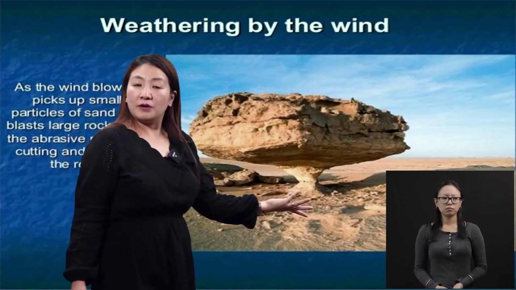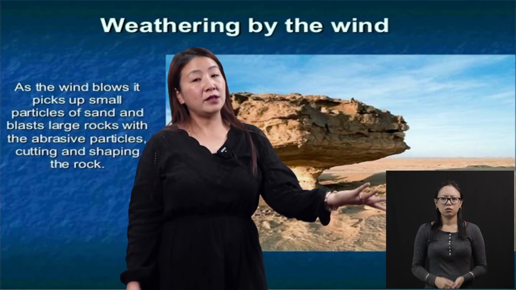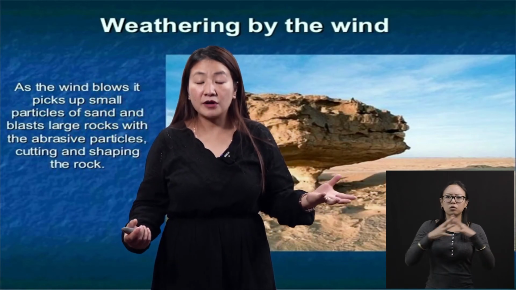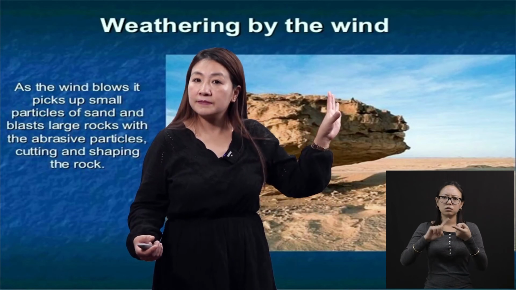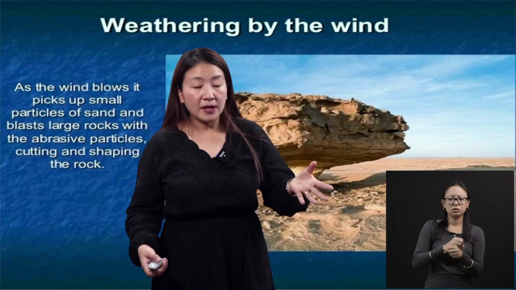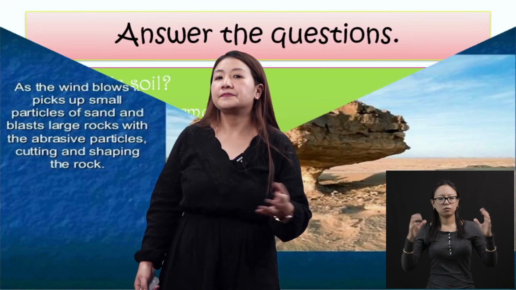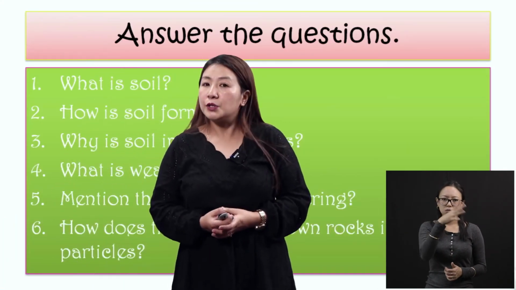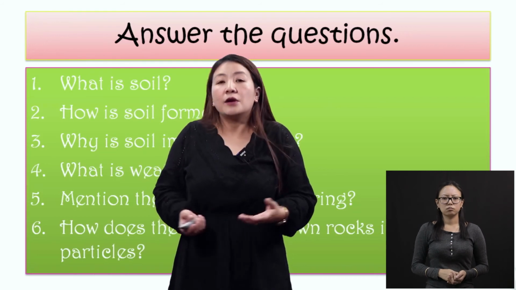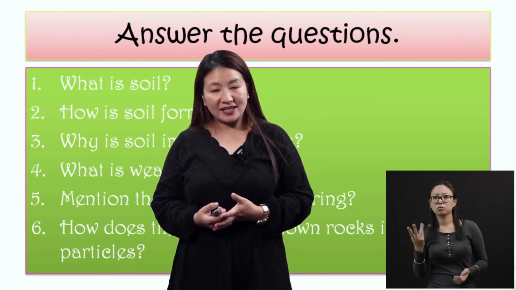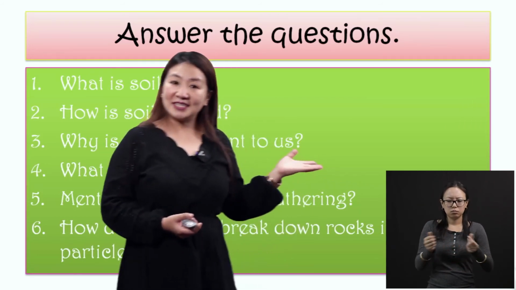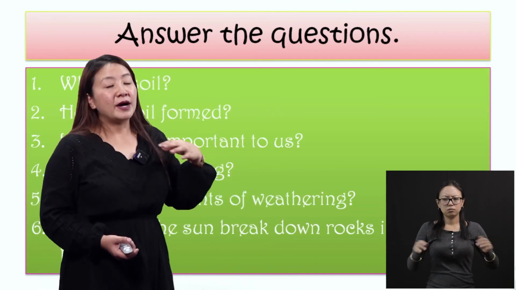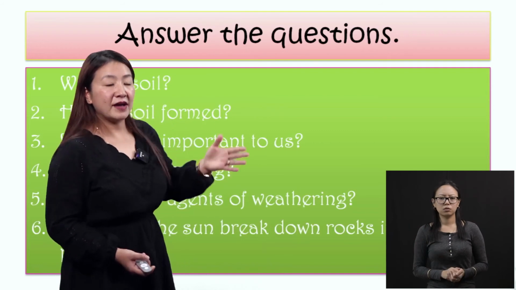So, how did the soil come? The soil came by weathering of rocks. Weathering of rocks by the action of the sun, water, and wind. Okay? So this class we have learned how soil is formed and why soil is important. Let us try to answer these questions, okay? I will not give you the answer written, but you try to answer it yourself as I tell you, okay?